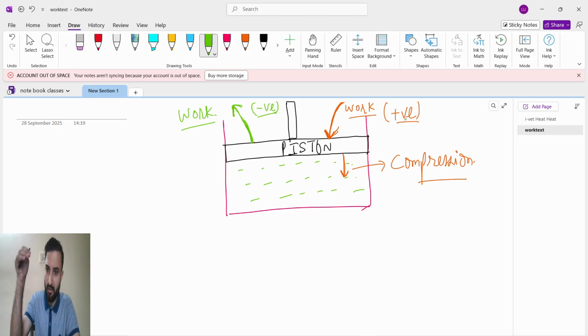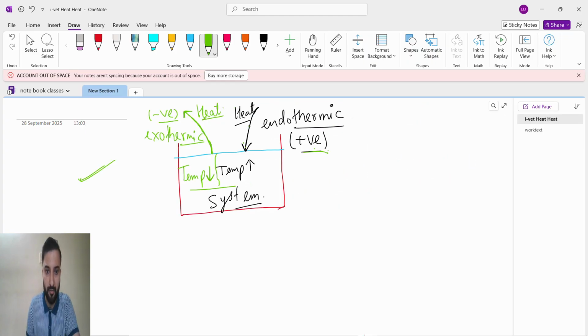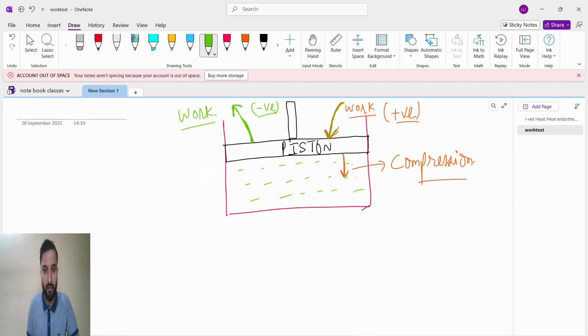Whatever is on the system, if you see the arrow like this, the work arrow going down on the system means it is positive. Here heat is going on the system, positive. Here heat is released by the system, going away, so that is negative. Here also work is done by the system, going away, negative. So in this condition the work is happening from down, and the piston will move up.